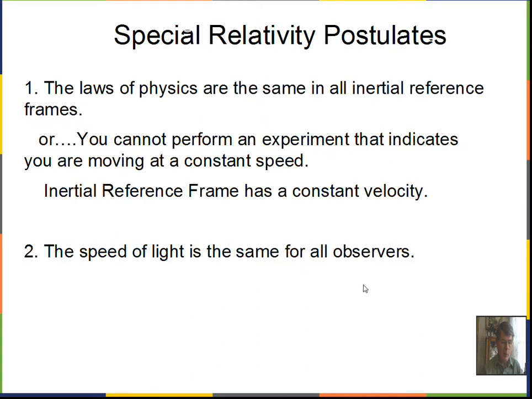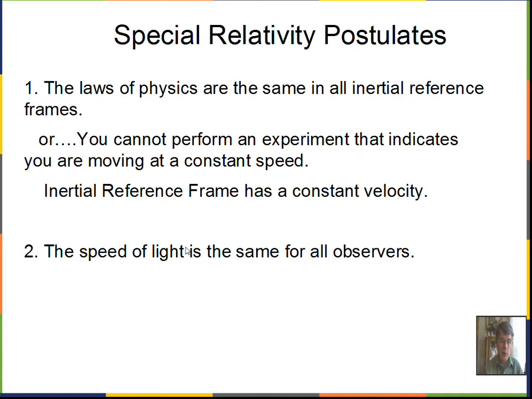So again, a reminder on the postulates of special relativity. Einstein agrees with Newton, with Galileo, and other physicists before Einstein, that you cannot do an experiment that will tell you if you're moving at 0 meters per second or 10 meters per second or 1,000,000 meters per second. The laws of physics, the experiments, have the same result in all inertial reference frames. And again, those inertial reference frames have constant speed and constant direction, so constant velocity.